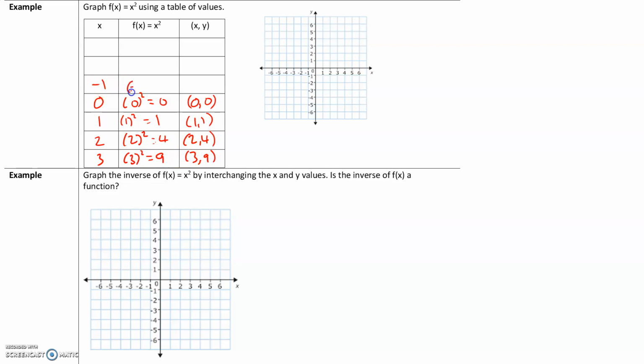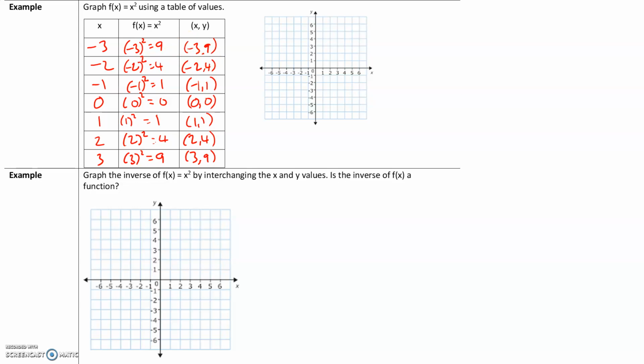If x is negative 1, we have negative 1 squared, which is 1. So the corresponding point is negative 1, 1. If x is negative 2, we have negative 2 squared, which is 4. So the corresponding point is negative 2, 4. If x is negative 3, we have negative 3 squared, which is 9. So the corresponding point is negative 3, 9.